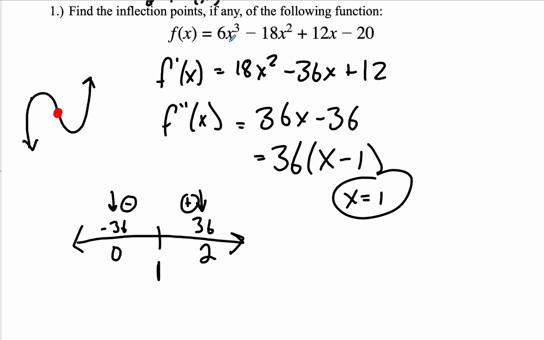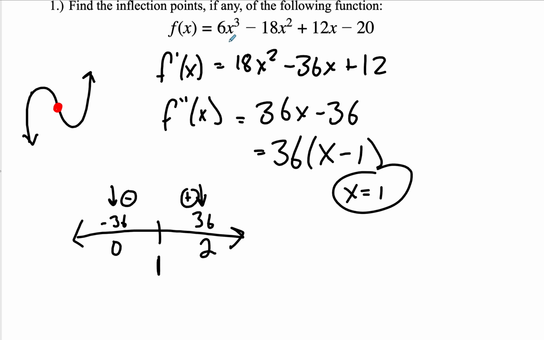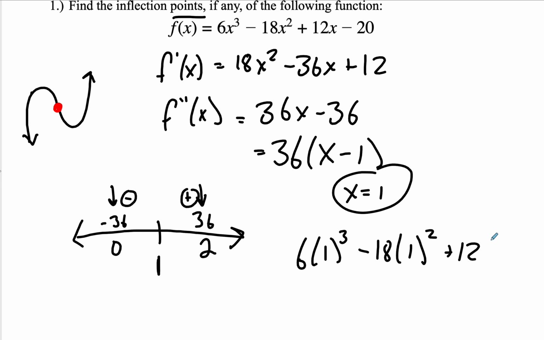So what you need to do now is take it one step further, because it is an inflection point, and a point has an x and a y. So you need to take 1 and plug it back into the original function. A lot of people did do this correctly. I did see, I think, one or two mathematical errors here. Just be aware of your PEMDAS.